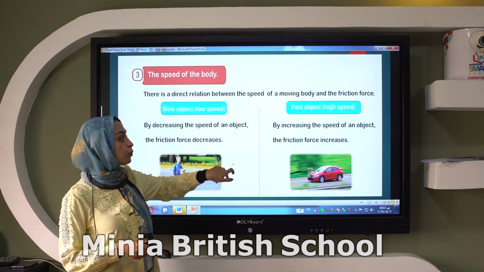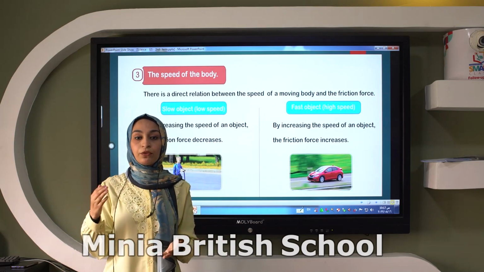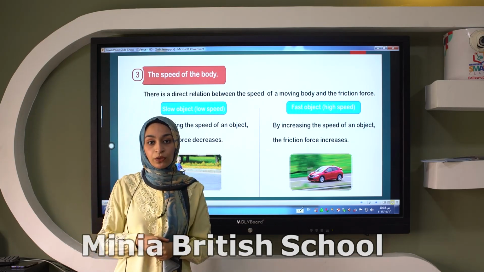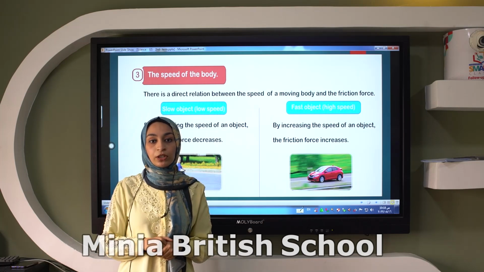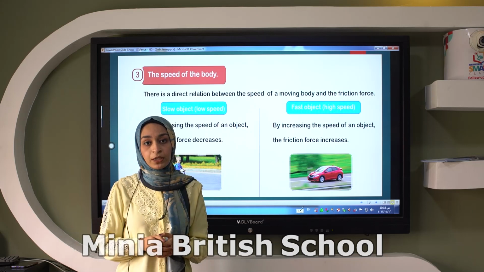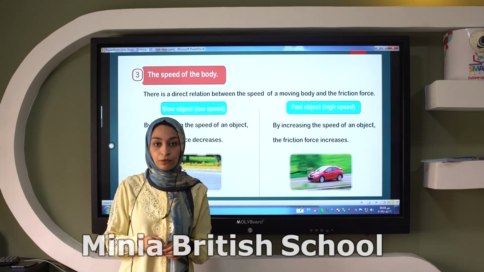The third factor is the speed. By increasing the speed of the object, the friction force increases and vice versa, which means they are also in a direct relation. So what is meant by a direct relation between the friction force and the surface area, or even the speed? By increasing one of them, the other one will increase and vice versa.